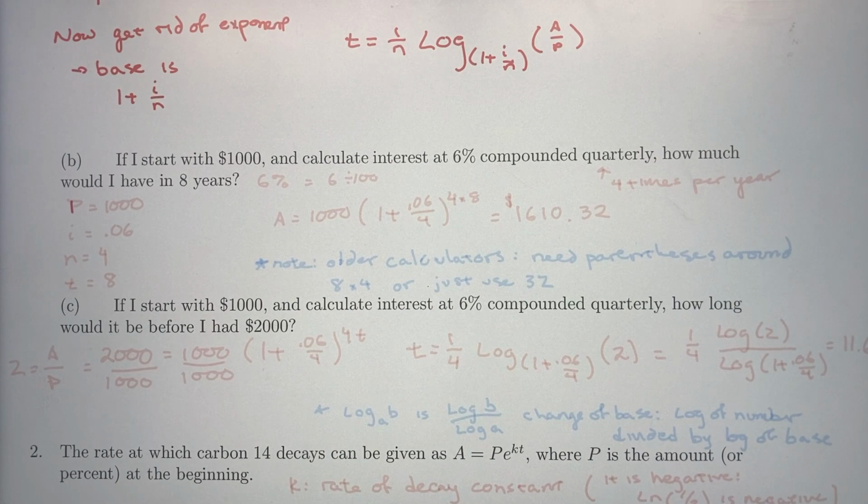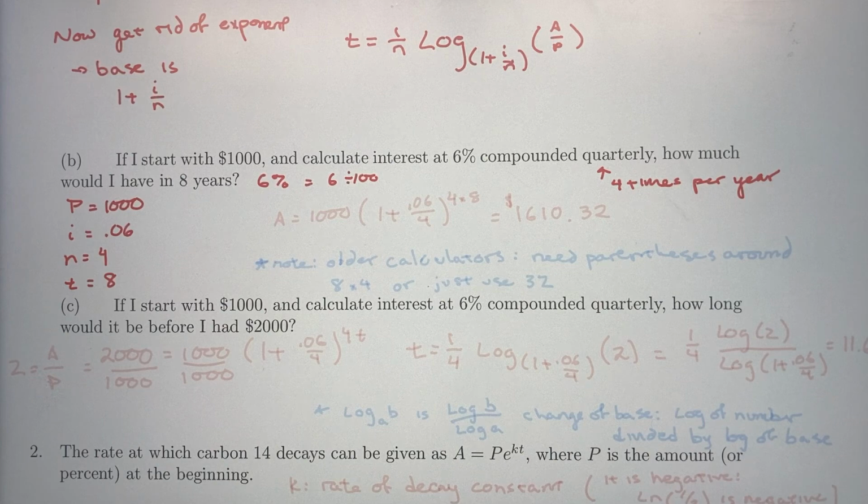I start with $1,000. Interest rate is 6%. So notice that 6% is 6 divided by 100, which is 0.06. Make sure you turn it into a decimal. Quarterly means 4 times per year, every 3 months. So n is 4. And t is 8 years.